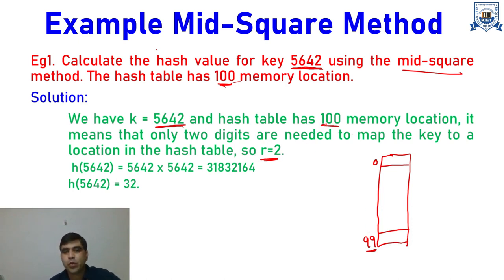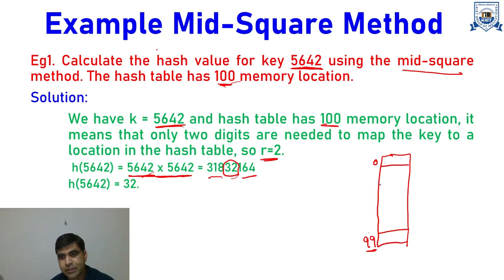See, in the mid-square method, first we calculate the square of the key value. The key in our case is 5642. We multiply it by itself, we calculate the square of it, and then we extract the middle 2 digits. Why 2? Because total locations are 0 to 99, only 2 digits are needed. So these 3 are left on each side, the middle 2 values, and that will be 32.